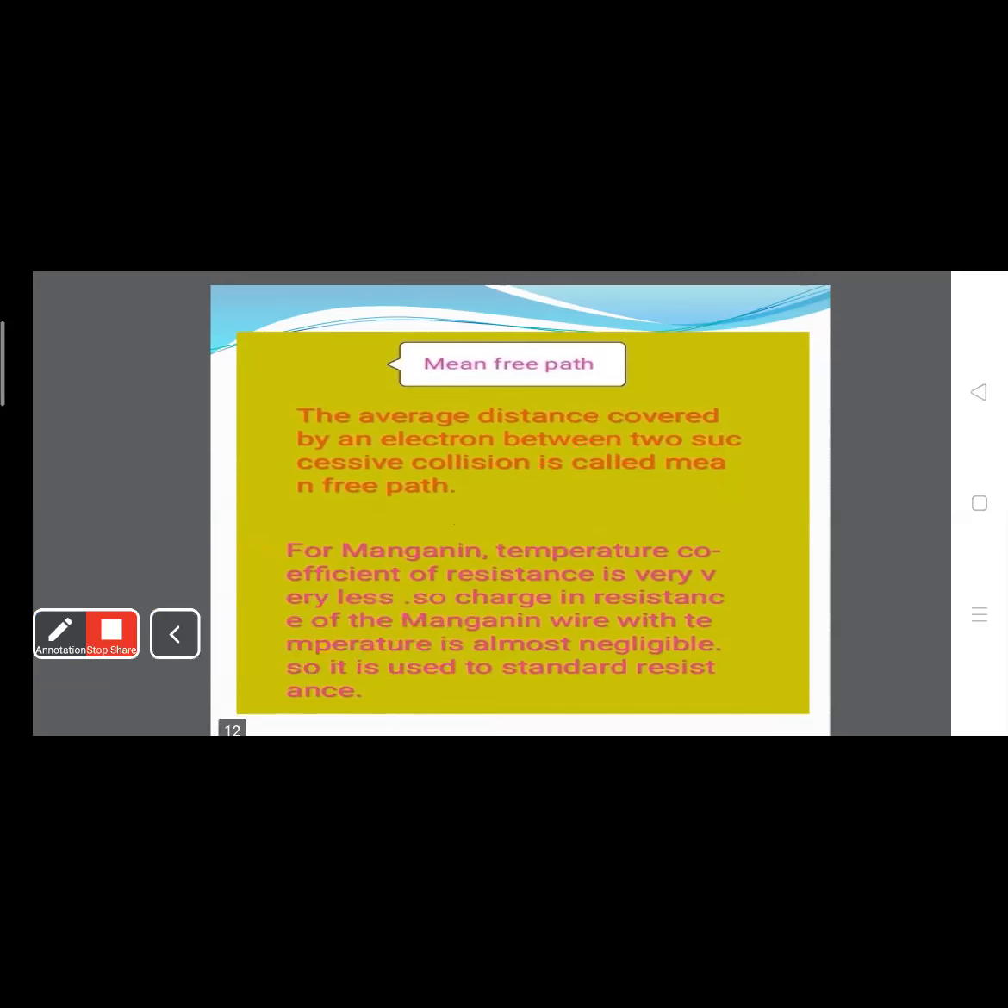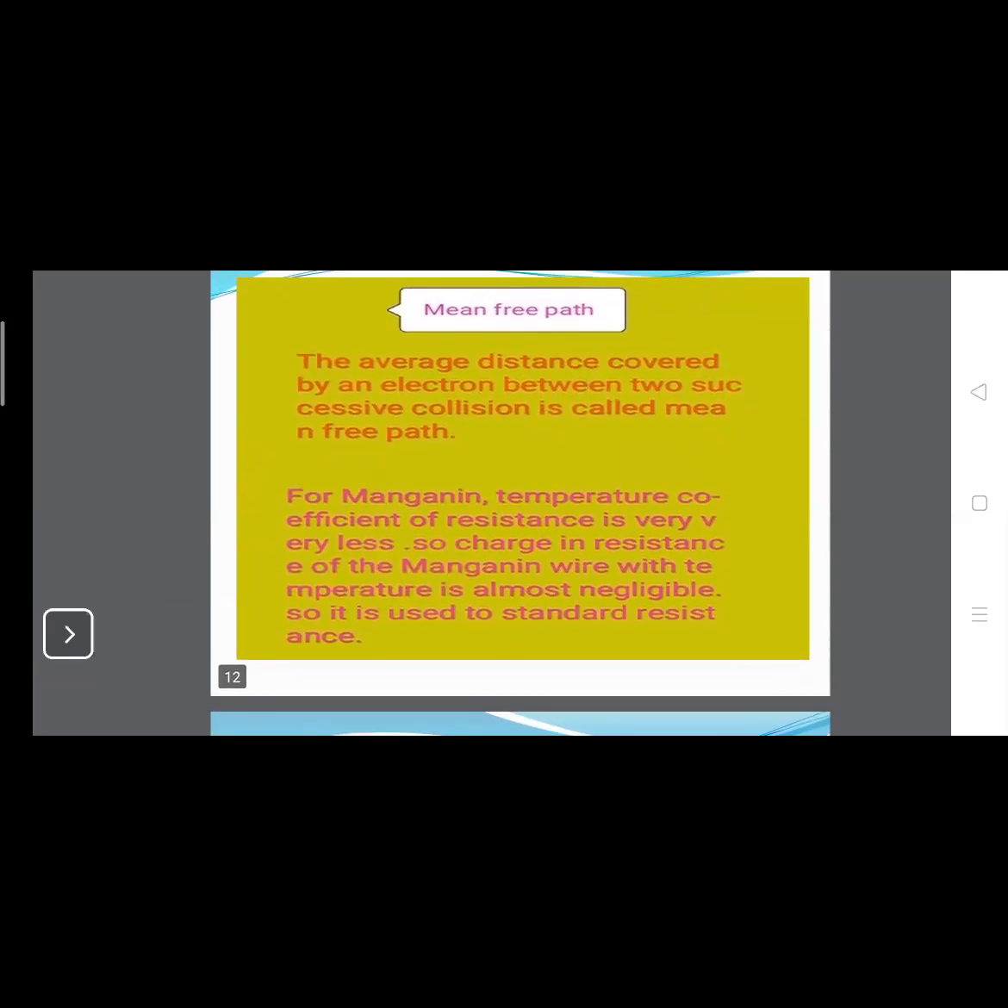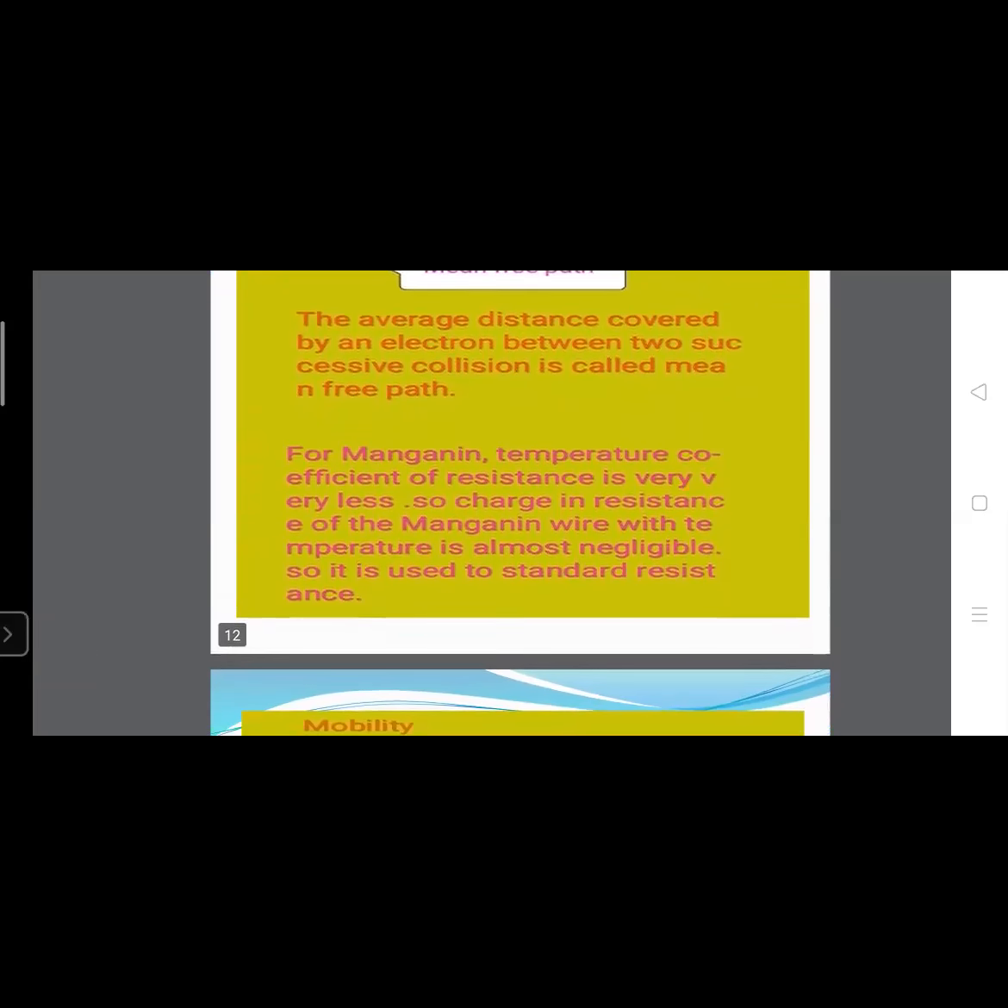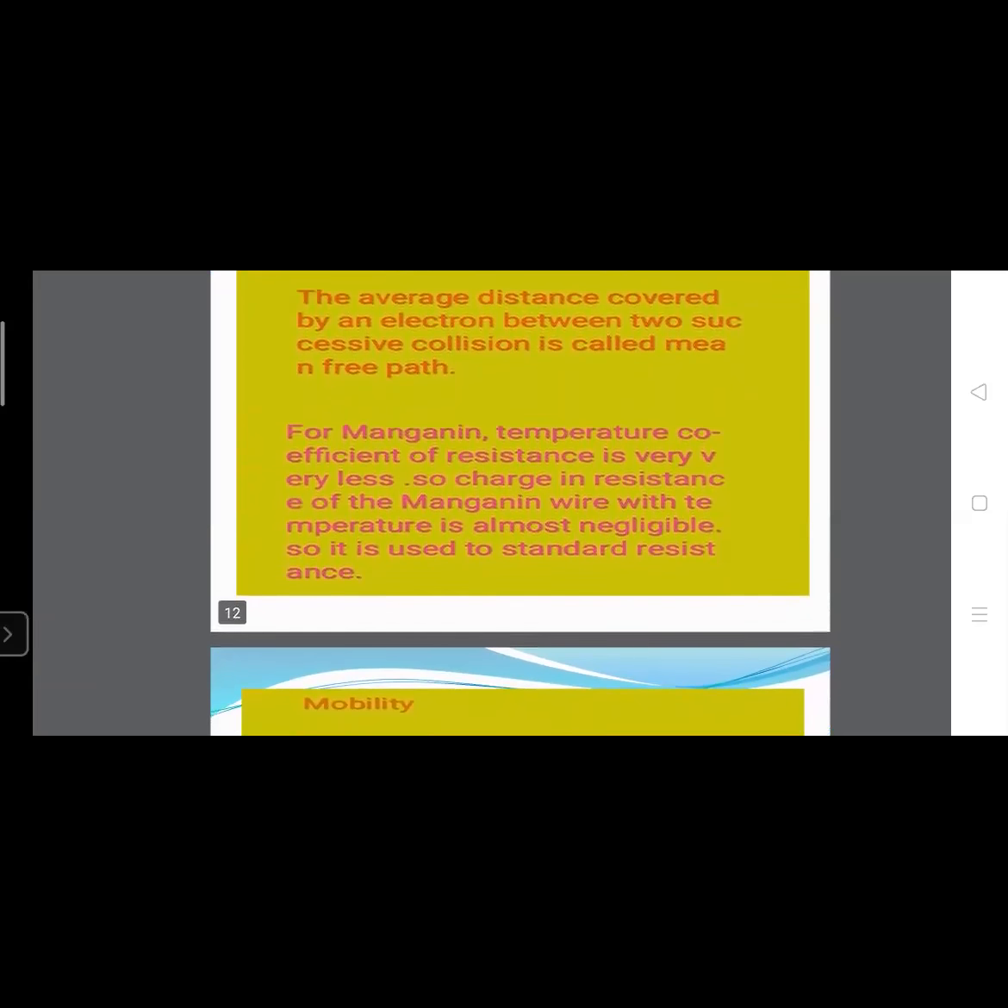So take an example. For manganese, the temperature coefficient of resistance is very less. Okay, so the change in resistance of a manganese wire with temperature is almost negligible. So manganese is used for standard resistance. Clear? We use manganese in the laboratory.